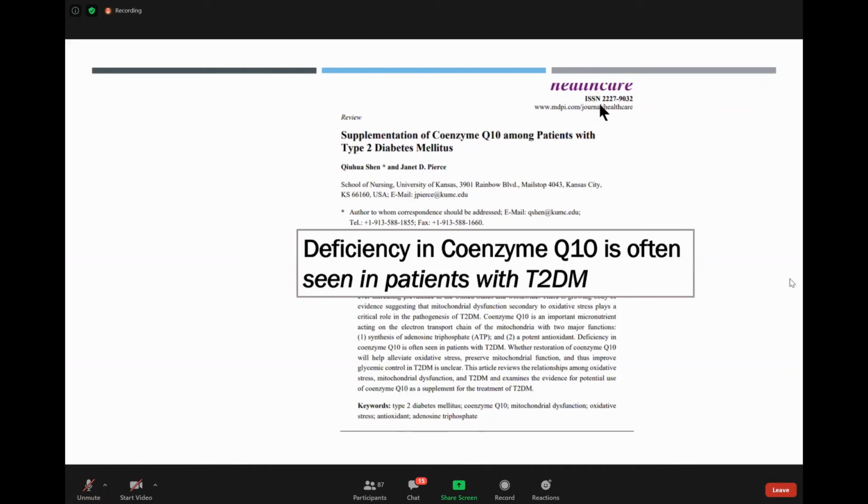Plus, ang coenzyme Q10 po ay binibigay din po sa mga pasyente na mayroon noong mga statin drugs. Kasi po nagkakaroon sila ng problema.